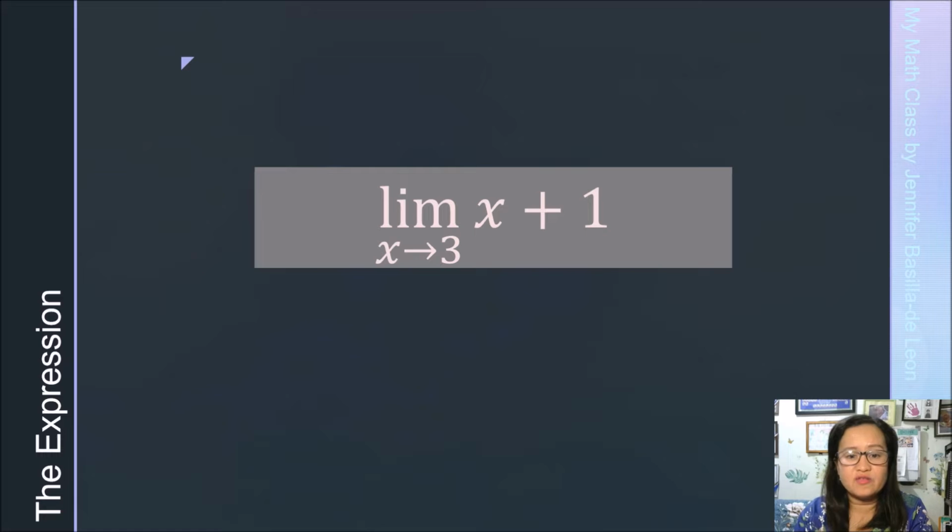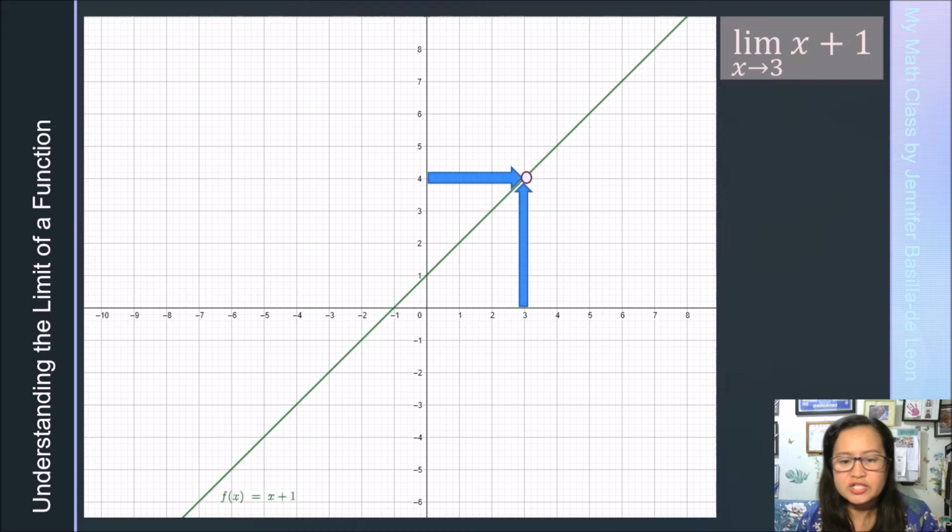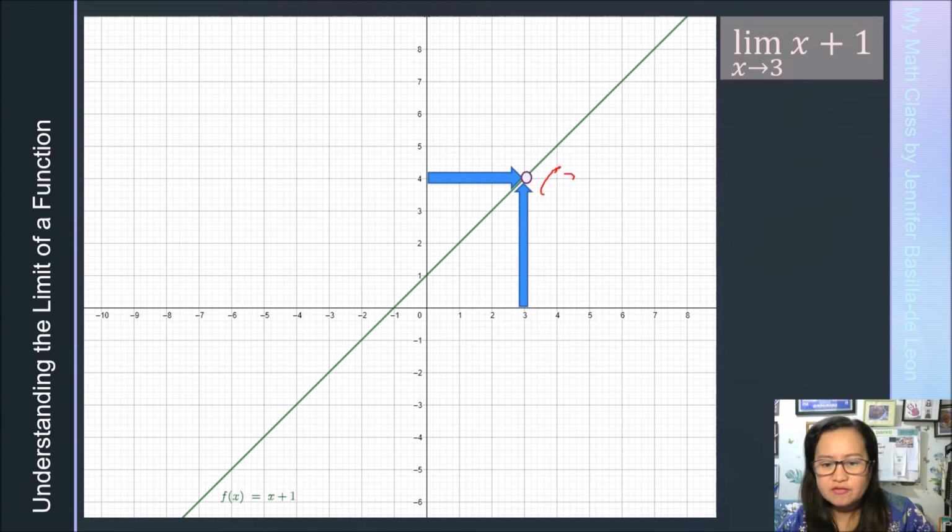Let's say f of x is equal to x plus 1 and x approaches 3. It can be written as the limit of x plus 1 as x approaches 3. We can understand this clearly by using the graph of the given function. We put an unshaded dot on the graph of x plus 1 at a point on the graph having an abscissa of 3. Notice that this point will have coordinates of 3, 4.